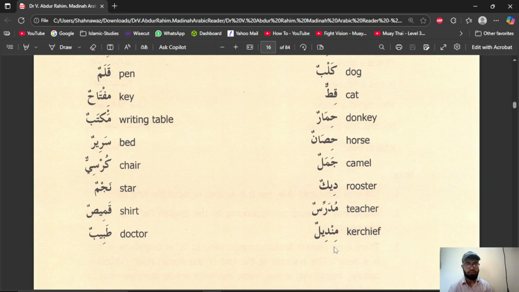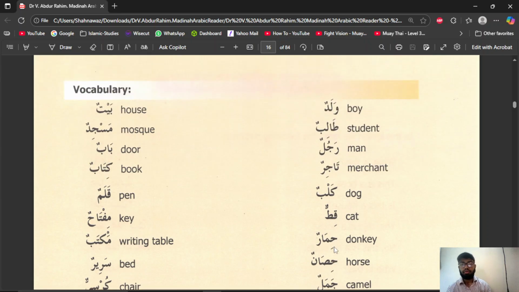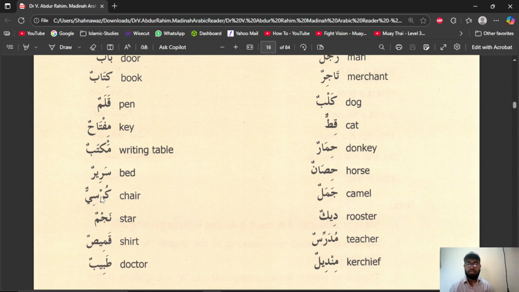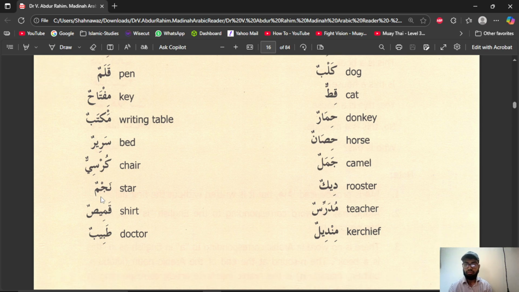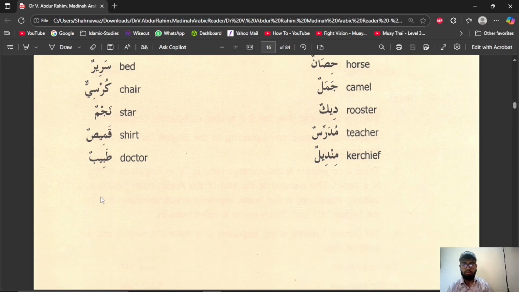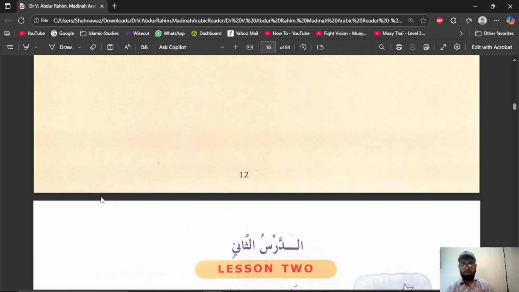Mindilun, kerchief or handkerchief. Then we have baytun, house. Masjidun, mosque. Babun, door. Kitabun, book. Qalamun, pen. Miftahun, key. Maktabun, writing table. Sarirun, bed. Kursiyun, chair. Najmun, star. Kamisun, shirt. Tabibun, doctor. So that's it.